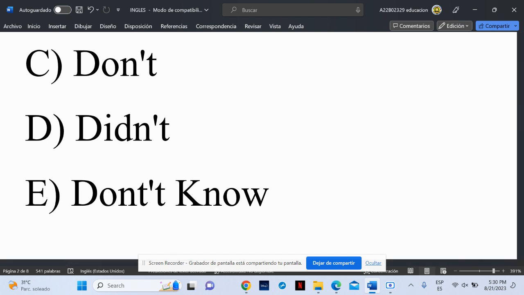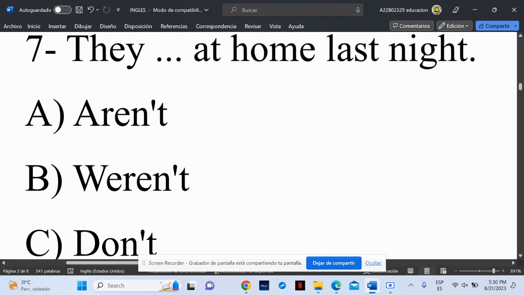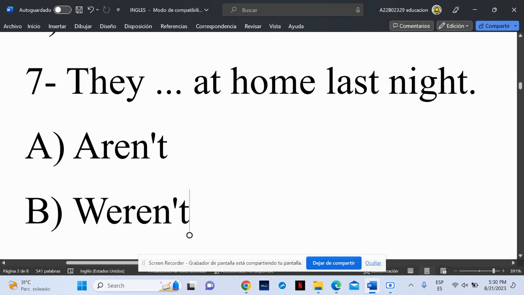O sea, la opción E siempre es la expresión de que das a entender que no comprendes o no entiendes cuál es la opción correcta. In that case, se está expresando que ellos, porque ese es el pronombre vinculado para el plural, estaban en casa la noche pasada o ayer, vamos a decir, the last night, la noche pasada.